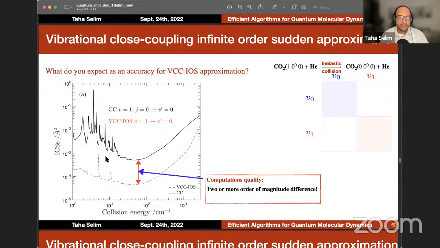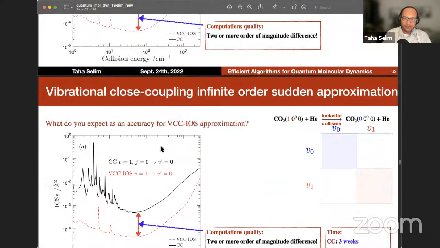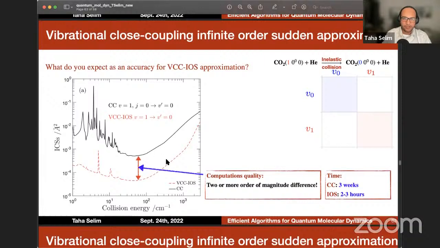Okay, that's really lovely and nice. So should we use it or not? What we see is that the quality of the computation is really bad, a few orders of magnitude of difference. Nowadays with these high-resolution machines, that is not really acceptable, even in the 70s or so. So let's look at the timing.